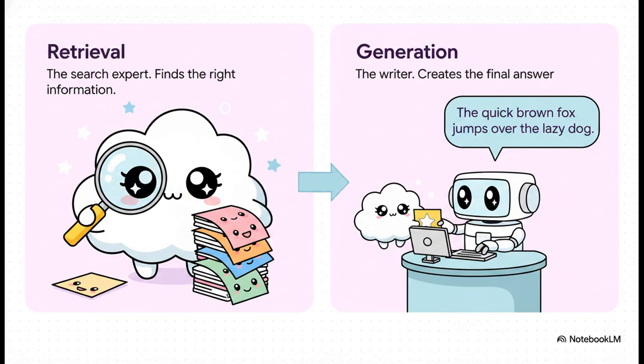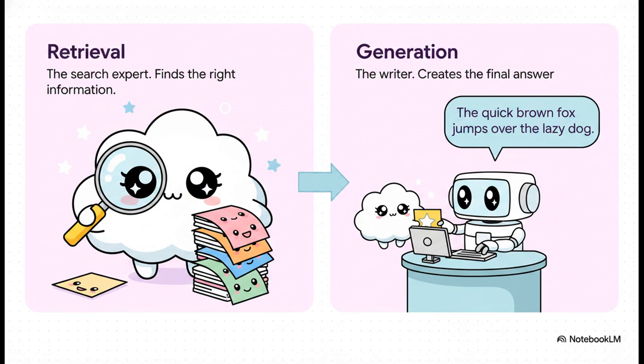Think of this as your expert search engine. Its only job is to go through mountains of data and find the most relevant little nuggets of information for whatever question you've asked. And then you've got generation. This is your large language model, the writer. Its job is to take the info that retrieval just found and spin it into a clear, human-sounding answer. So one finds, the other explains.